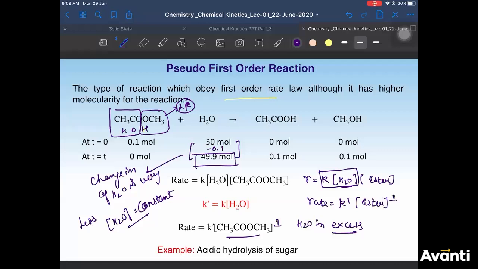Now in this reaction, what does your order become? Your order becomes 1 because water concentration is constant. It is not changing much. Correct?